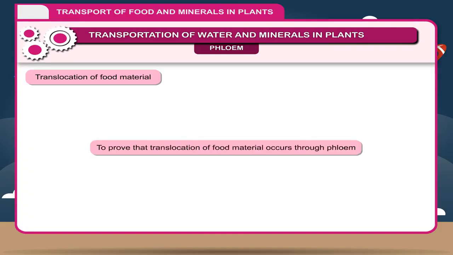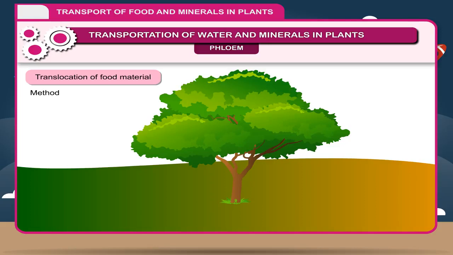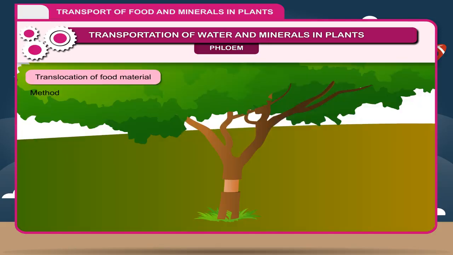Activity. To prove that translocation of food material occurs through phloem. Method. In a woody stem, all the outer parts, that is, phloem is removed in the form of ring or girdle. This includes phloem along with the bark. It is kept moist by keeping wet cloth around the ring.